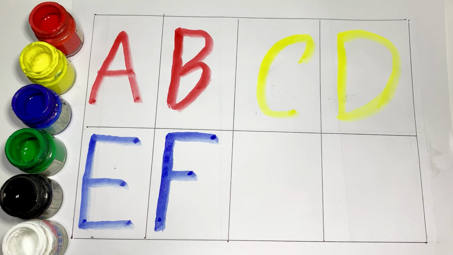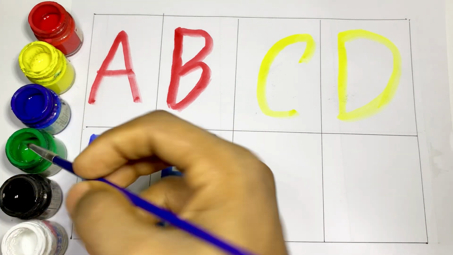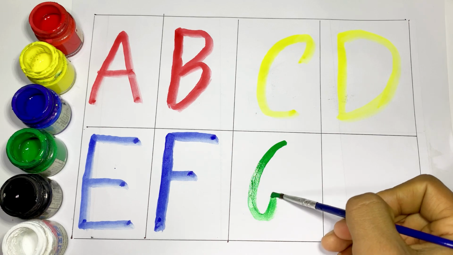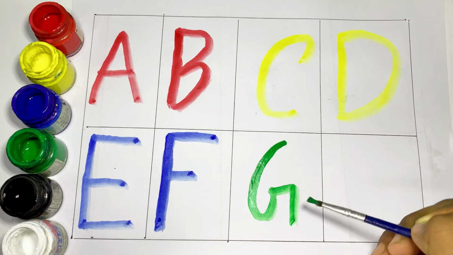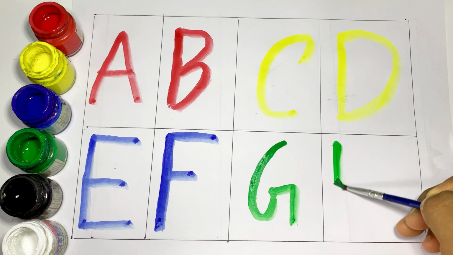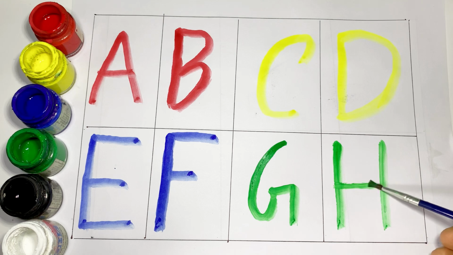The alphabet G. And here is green color. Kids, again use green color and draw H. H for hand, H for helicopter.